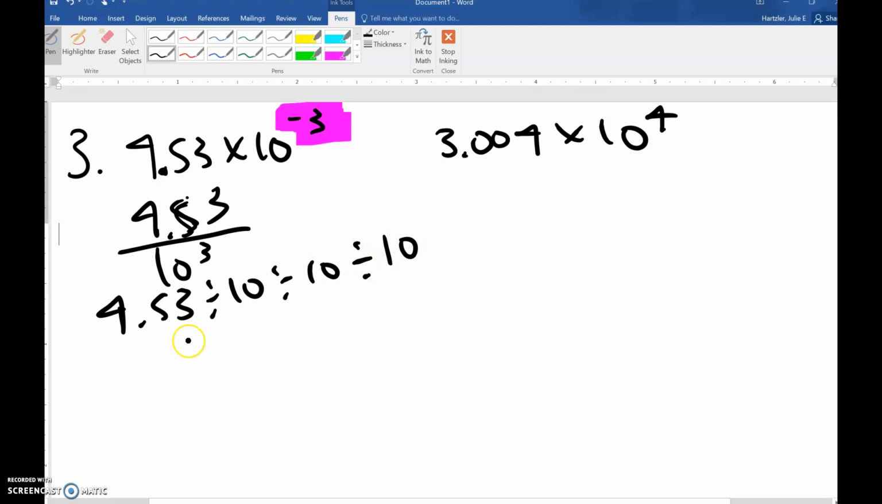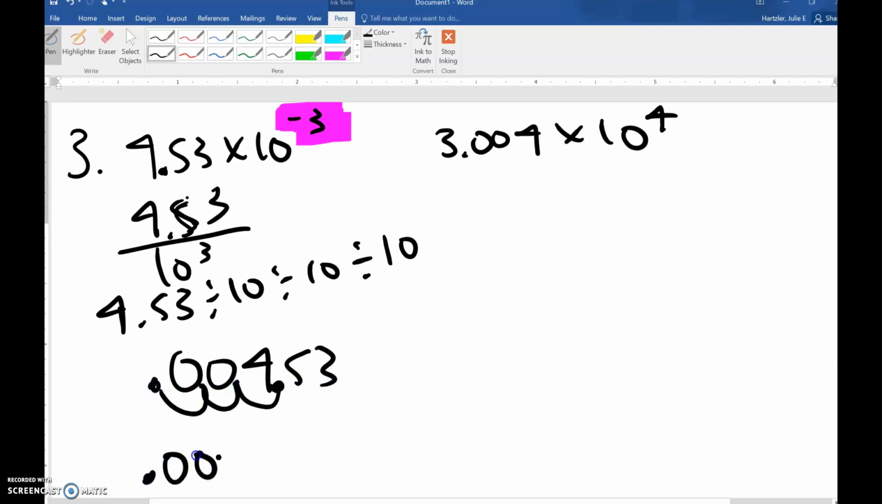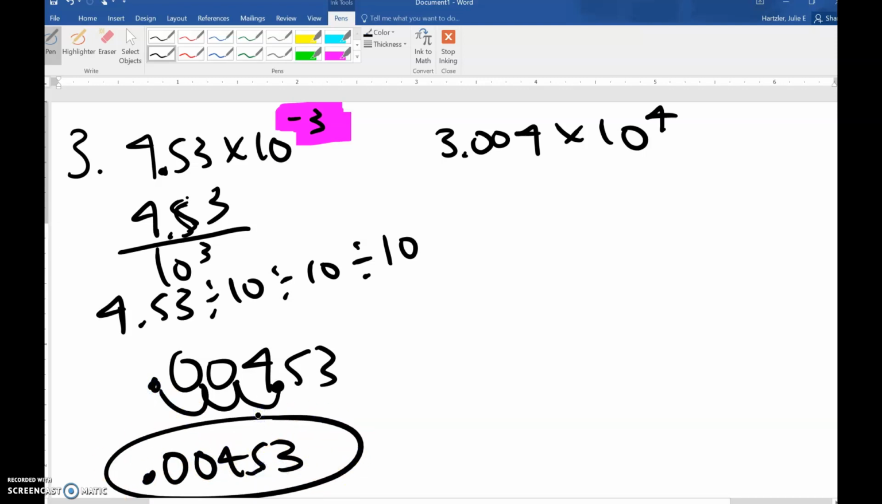So if you divide by 10, you're going to move the decimal. It's right here. I'm going to move it 1 jump smaller, 2 jumps smaller, 3 jumps smaller. So I'm just going to rewrite my answer nicely. All right, so there's my final answer. And again, remember, negative exponents mean you have tiny numbers that are less than 1.